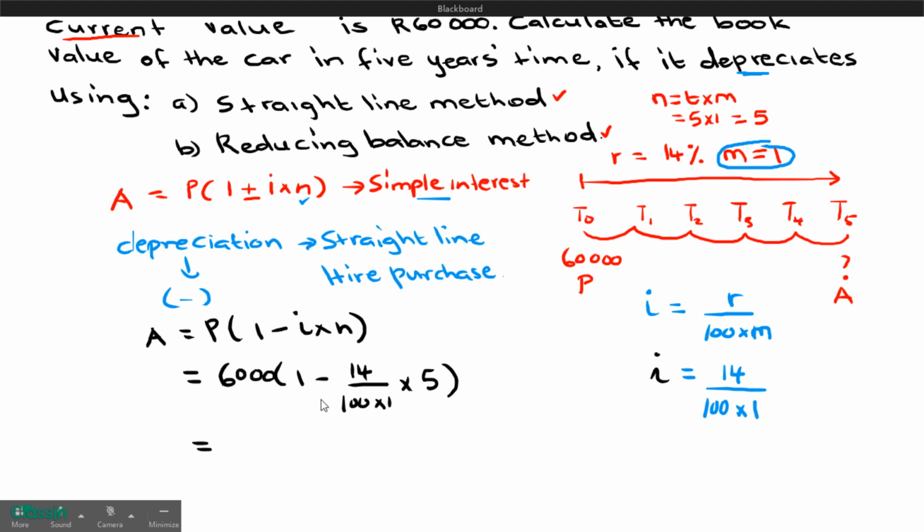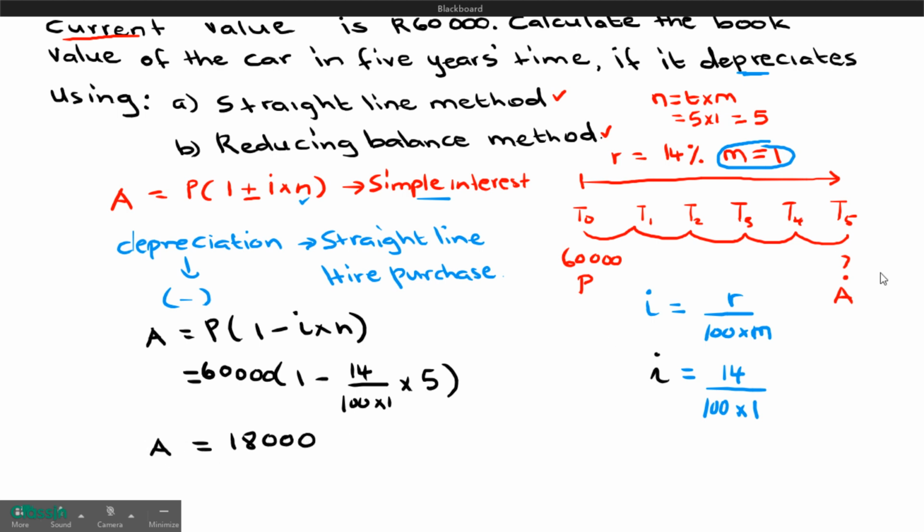Then when you press this on a calculator, you have 60,000 here. Open bracket, 1 minus 14 over 100 multiplied by 1 multiplied by 5, close bracket. Then the value of money here will be 18,000.